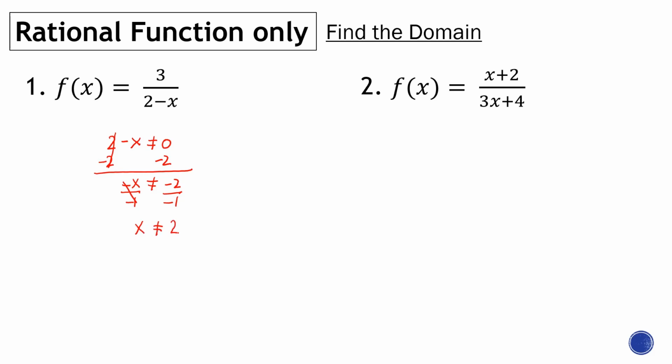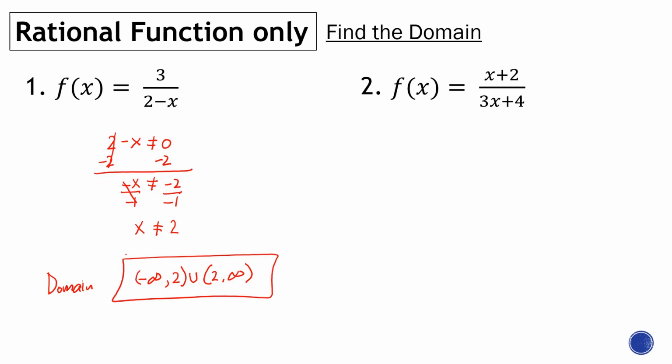Then how are we going to write that in interval notation? The domain in interval notation will be from negative infinity until 2. We use the non-inclusive symbol, which is a close parenthesis, union of 2 up to positive infinity. So this is the domain. This means that all real numbers except positive 2 can substitute for x. Okay, let's go to number 2.